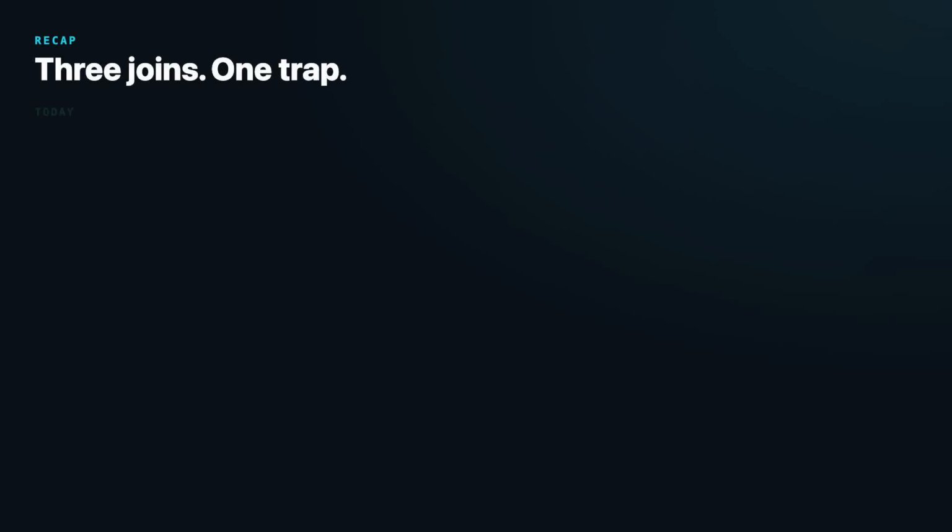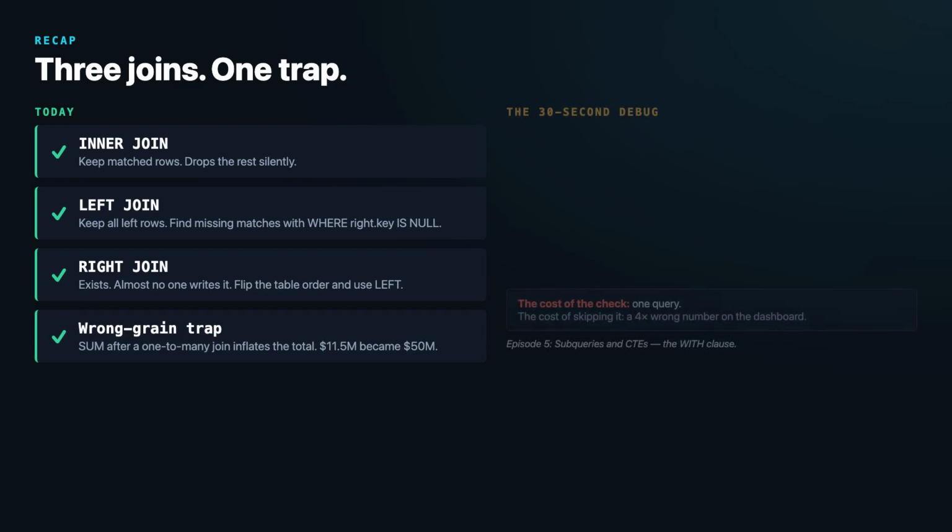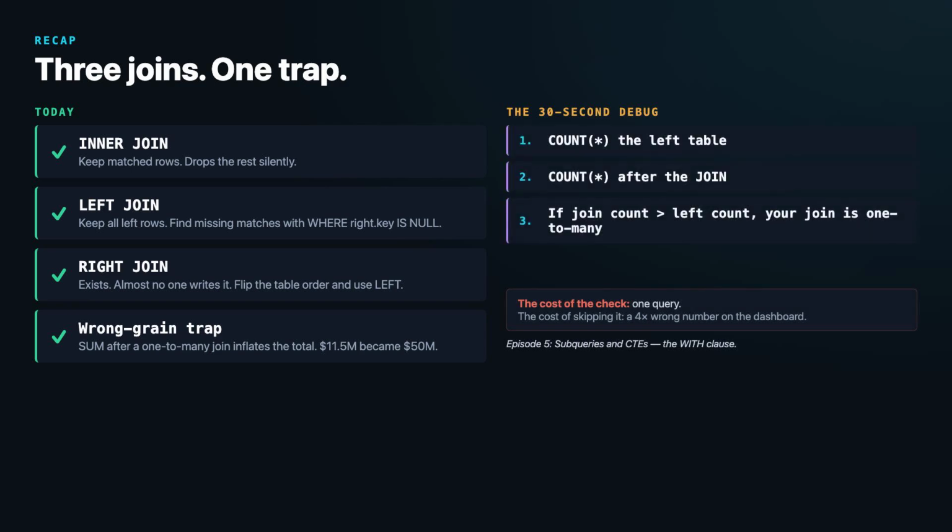What we learned. Inner join keeps matches and drops the rest. Left join keeps all left rows so you can see what didn't match. Right join exists, but flip the table order and write left. And the trap: SUM after a one-to-many join inflates the total. Count star your join before you sum anything. The cost is one query. The benefit is never shipping a 4 times wrong number.